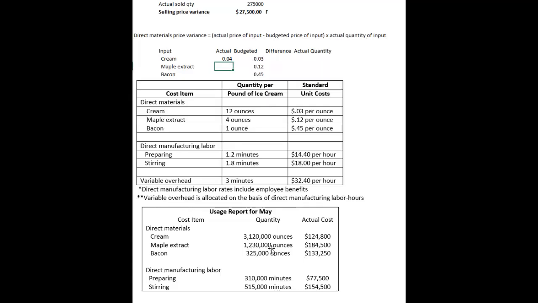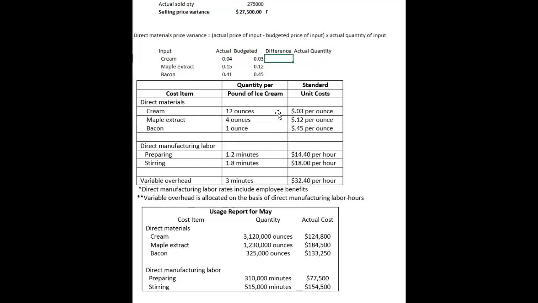We do the same thing with the maple extract. We had $184,500 we paid, divide that by 1,230,000 ounces. So we paid 15 cents. Oh, look at that. We're off by 3 pennies. That's not good. And we look at the bacon and we see that we spent $133,250 to procure 325,000 ounces. 41 cents. Ooh, that's a good one, right?